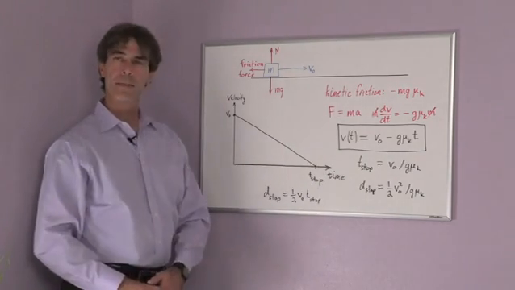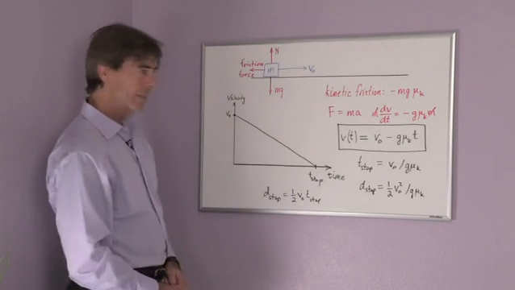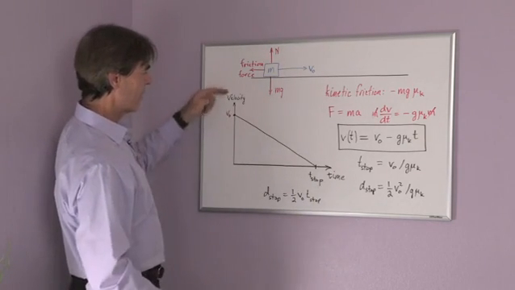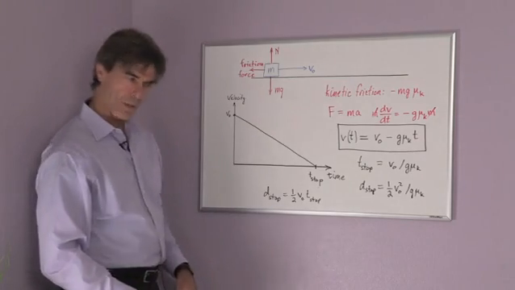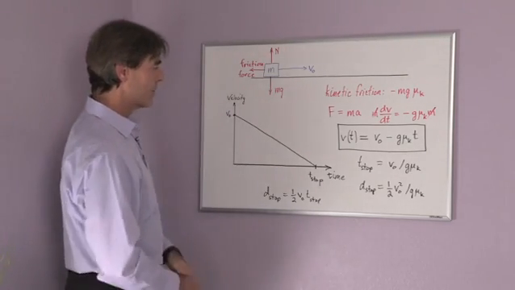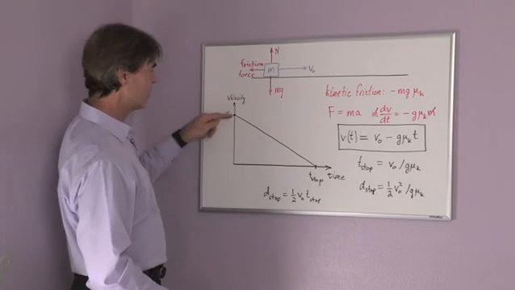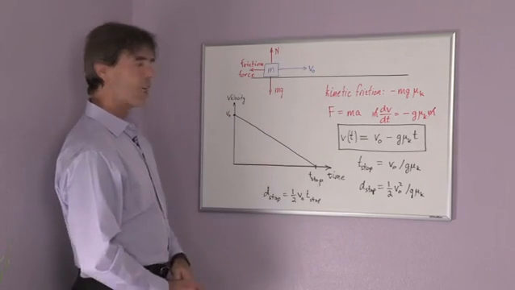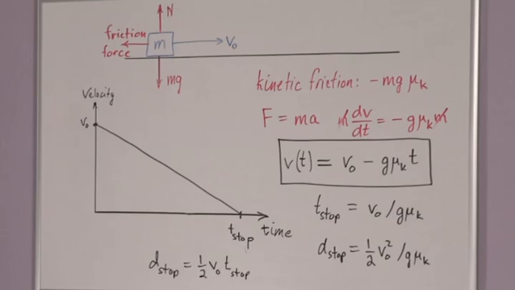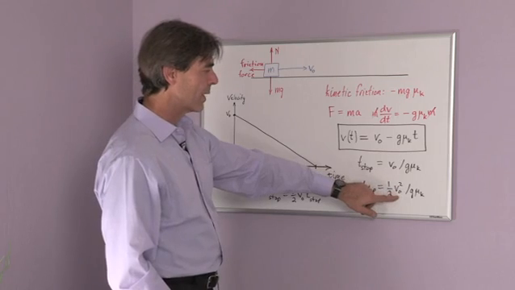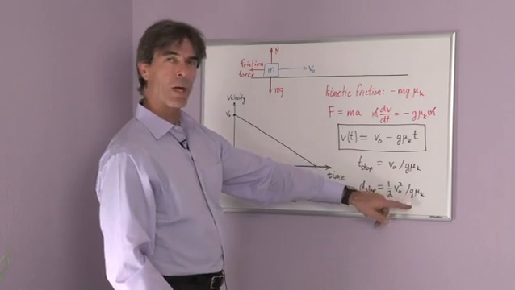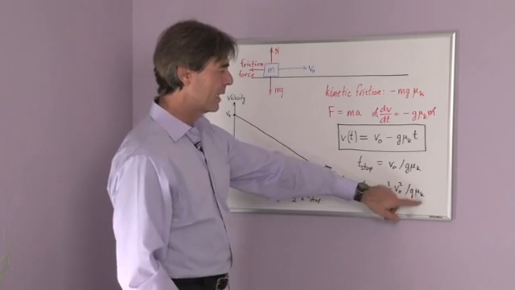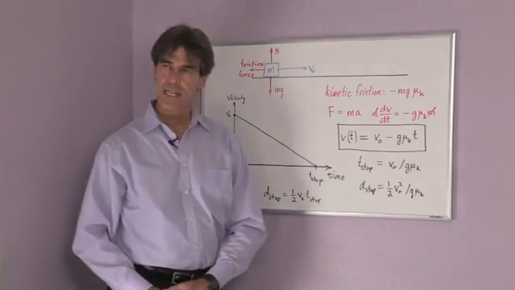We can also determine the stopping distance. That's simply the area of the velocity versus time curve. And since this is a triangle, it's 1/2 the initial velocity v0 times the stopping time t-stop. And putting this together, we can again substitute t-stop into the formula here, and we have a stopping distance d-stop equals 1/2 v0 squared divided by the product of gravitational acceleration g times the coefficient of kinetic friction.